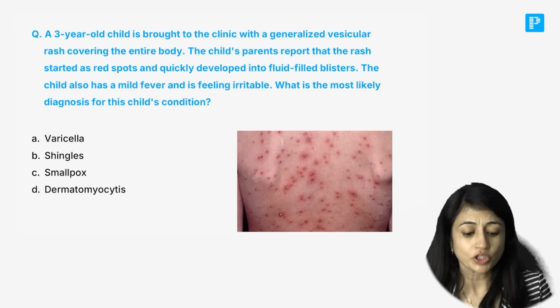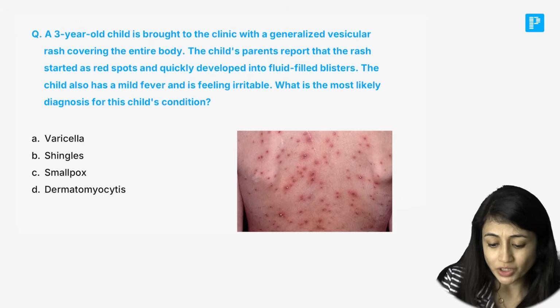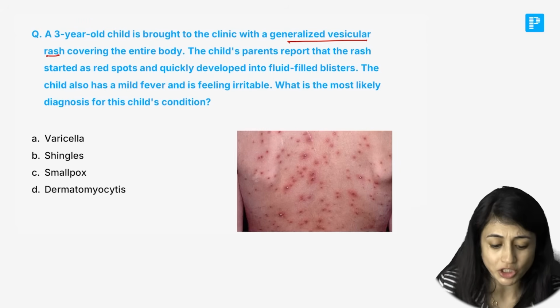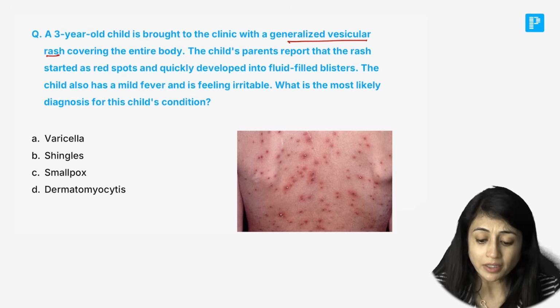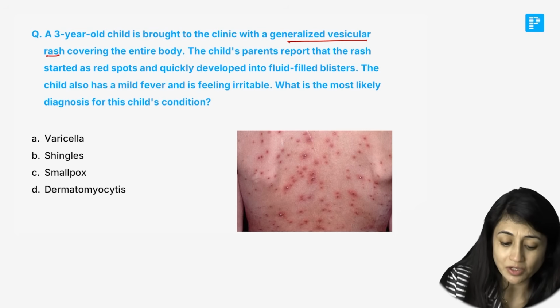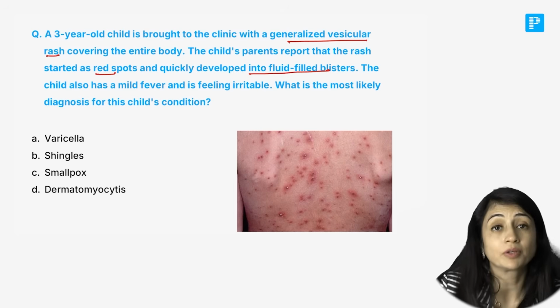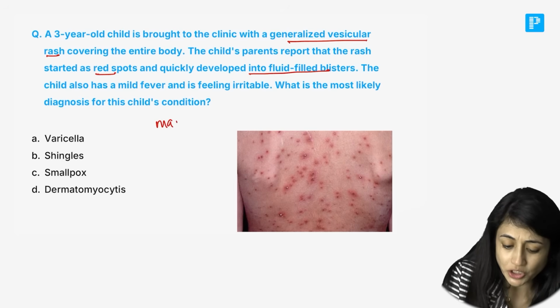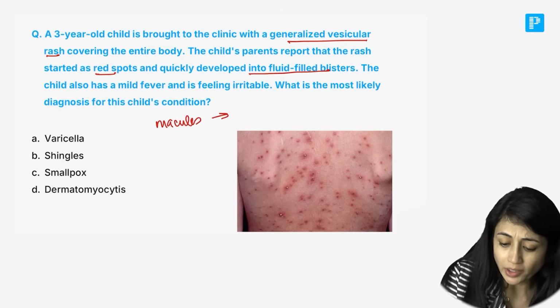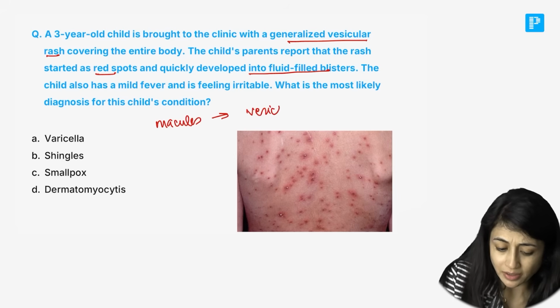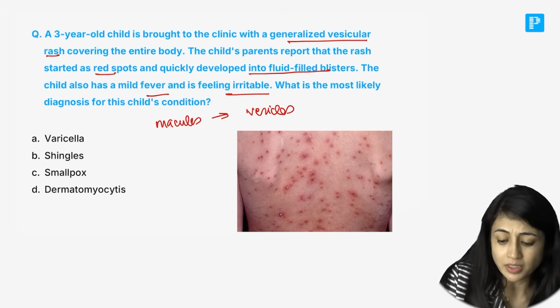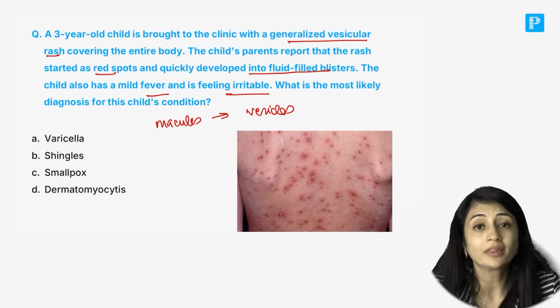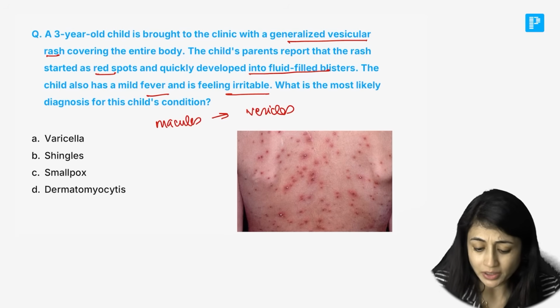A 3-year-old child is brought to the clinic with a generalized vesicular rash covering the entire body. Parents report that the rash started as red spots and then developed into fluid-filled blisters. So initially they were macules and then they went into vesicles. There is fever, there is irritability. And look at the image. This is such a clear-cut image.